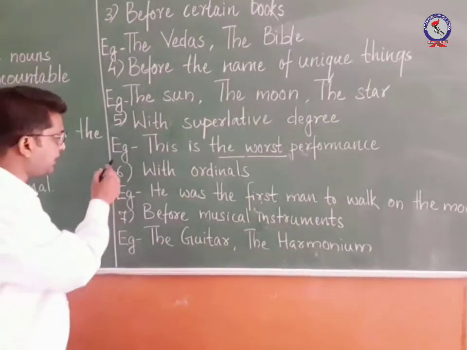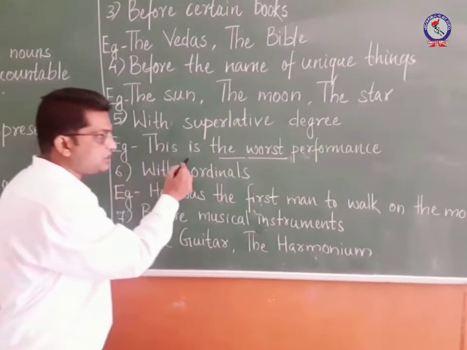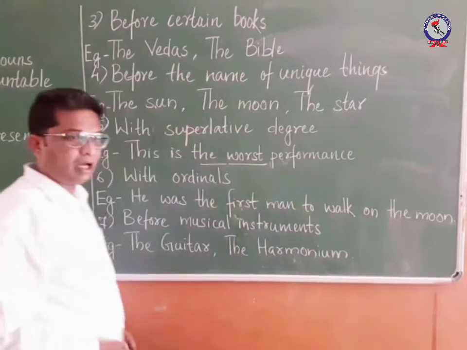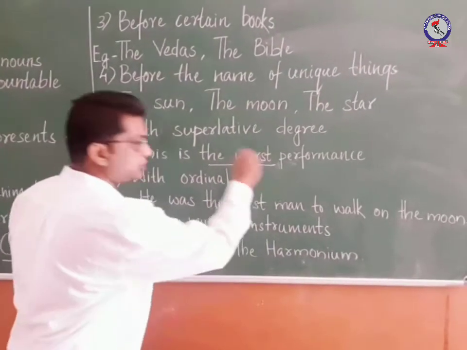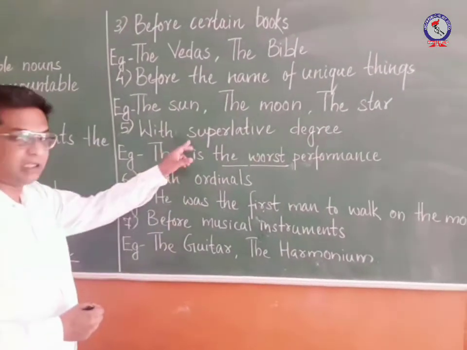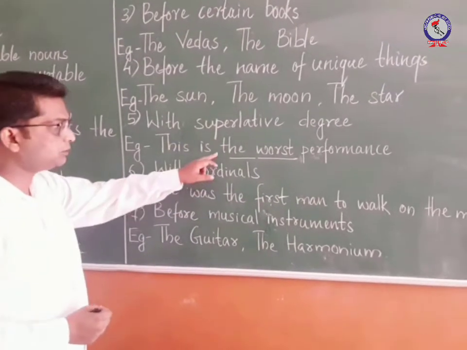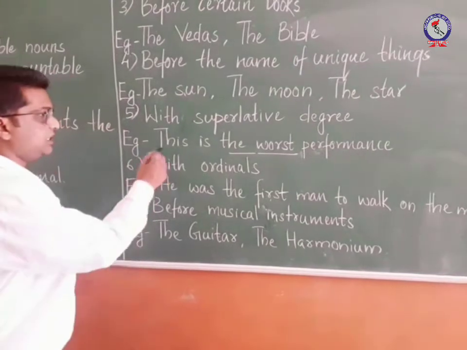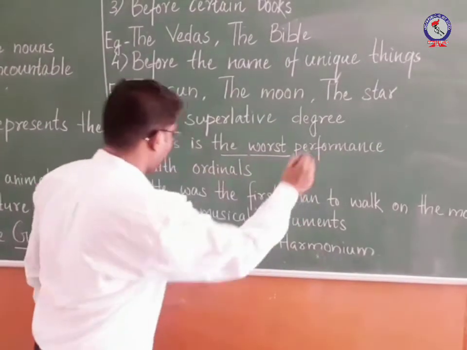So let us see the example here. This is the worst performance. Now here, worst is a superlative degree. So we will put the before the superlative degree. This is the worst performance.